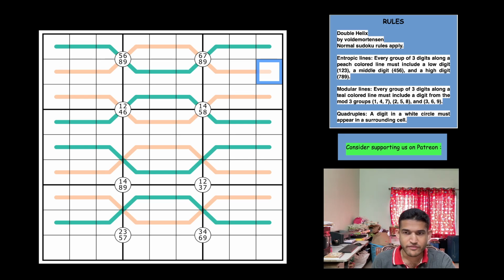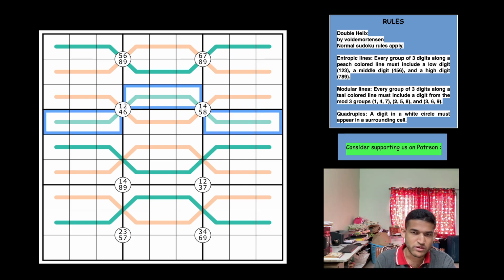Modular lines, every group of 3 digits along a teal colored line. So this is a teal colored line, must include a digit from the mod 3 groups 1, 4, 7, 2, 5, 8 and 3, 6, 9. Similarly, if you call these sets A, B, C, A, B, C, you can start anyway, A, B, C, A, B, C, A, B, C. One will be from 1, 4, 7, the other will be from 2, 5, 8 and the last would be from 3, 6 and 9. Mod 3 groups.